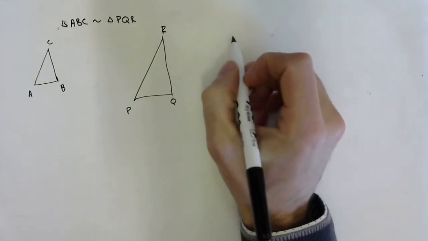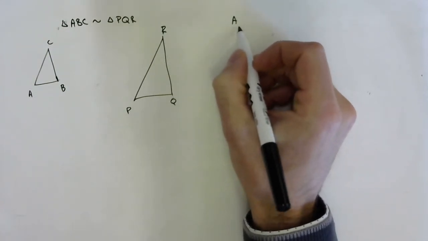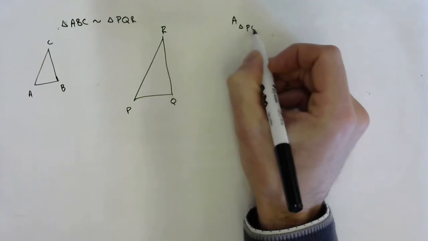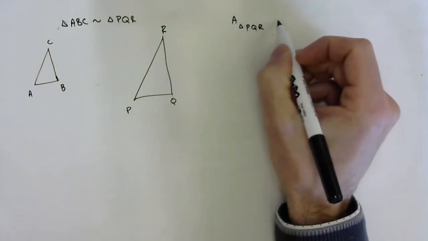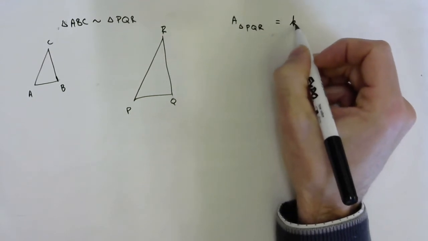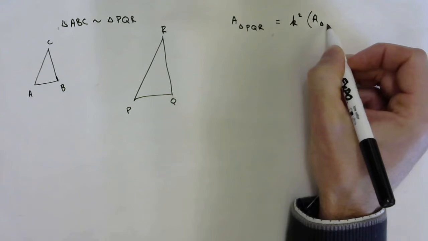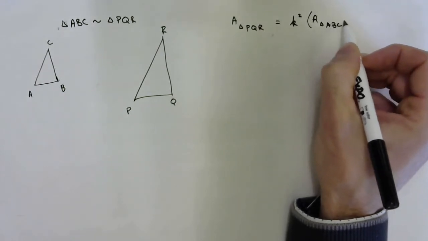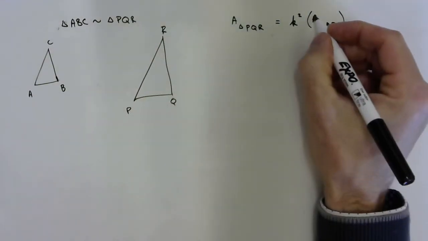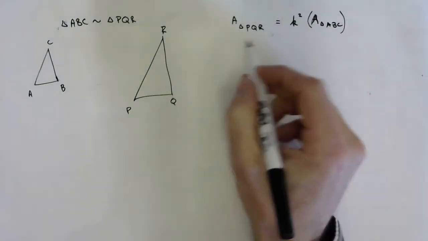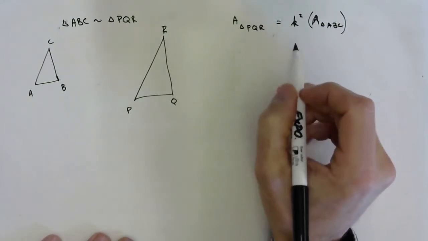So what did we learn? Here we learned that if we want to know the area of PQR, that's the larger triangle, or the larger figure in this example, we're going to be doing k squared times the area of triangle ABC. Okay? And yes, you do need to be able to understand this type of expression and how it is worded.